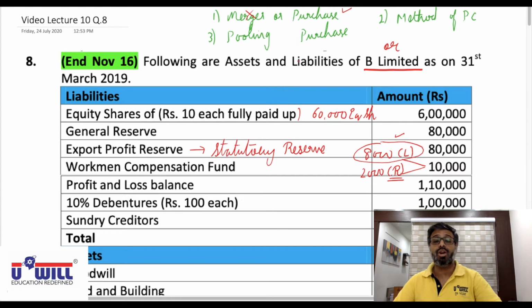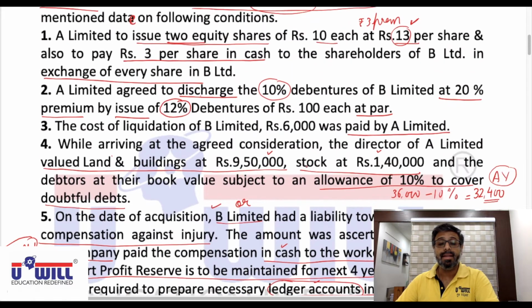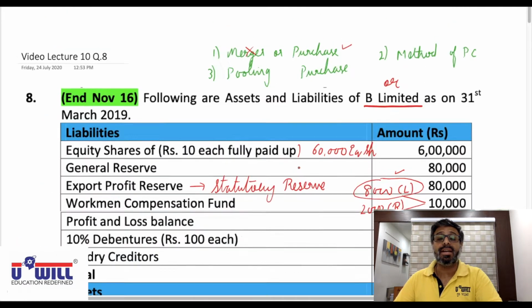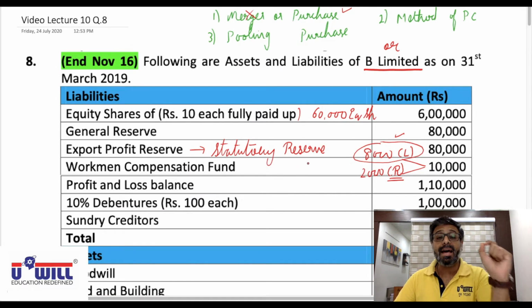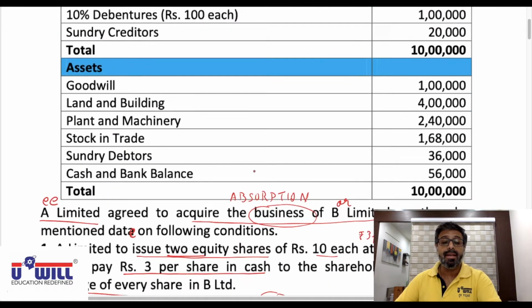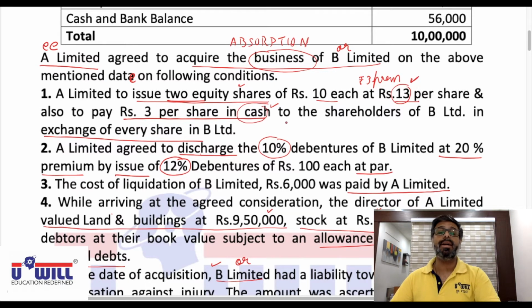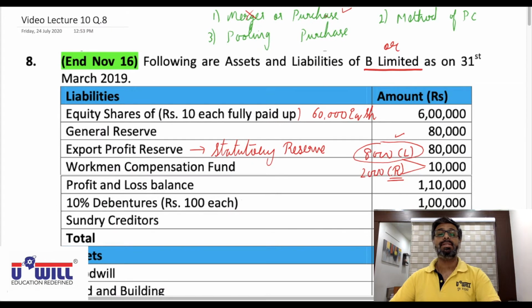First condition is also not satisfied. Liability of workers' claim is not taken over. Second condition of merger is also not satisfied. Land and building, stock and debtors are taken at different values than book values. And moreover, third condition is also not satisfied. What was the third condition of merger? Entire purchase consideration must be discharged in the form of equity shares only. Here adjustment 1, you are giving equity shares also and cash also. So even third condition of merger is not satisfied. In short, it is purchase.